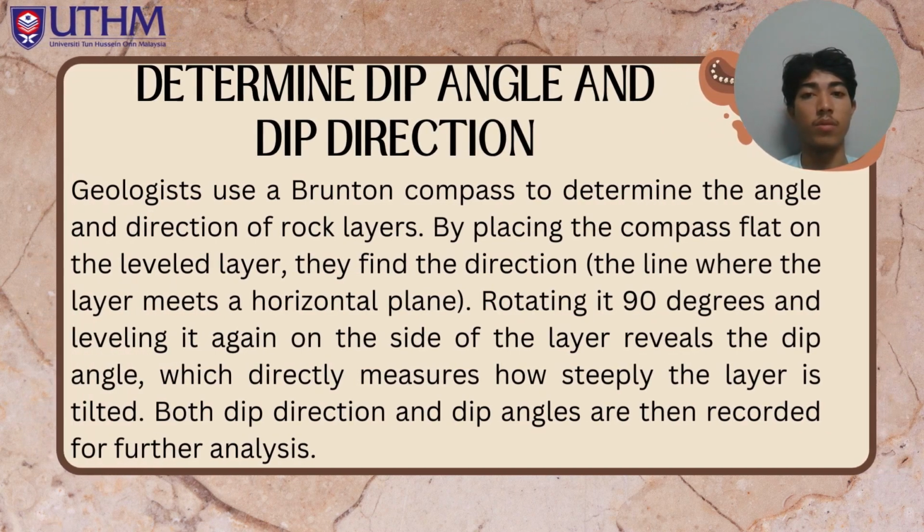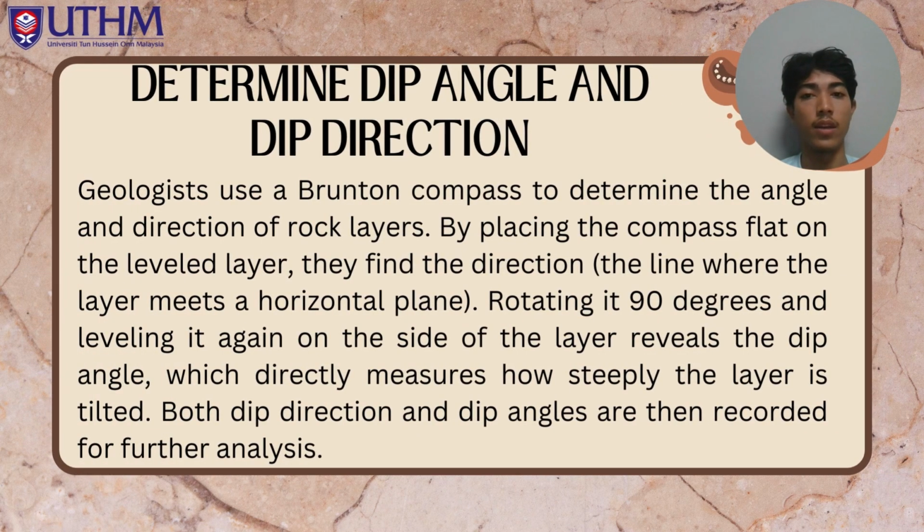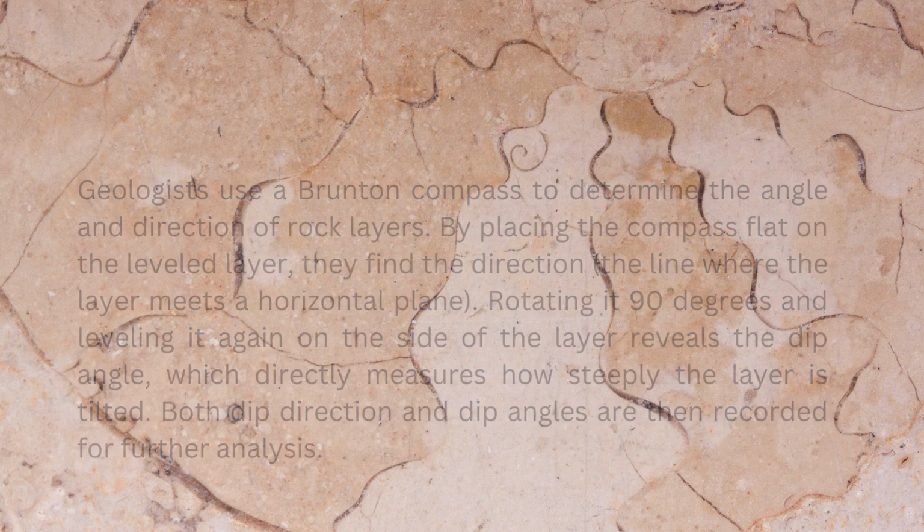Okay, now how to determine the dip angle and dip direction. Basically we use a Brunton compass to determine the angle and direction of the rock layer. By placing the compass flat on the layer, we will find the direction, the line where the layer meets the horizontal. Then we rotate it 90 degrees and level it again on the side of the layer, which will reveal the dip angle, directly measuring how steeply the layer is tilted. Both dip direction and dip angle are then recorded for further analysis.